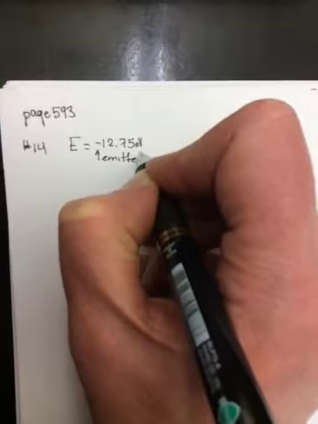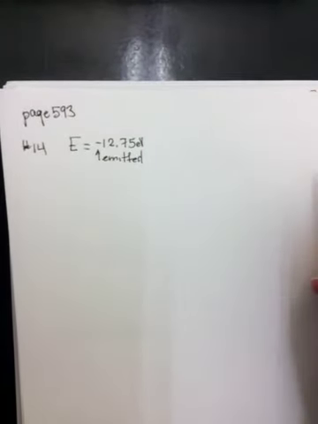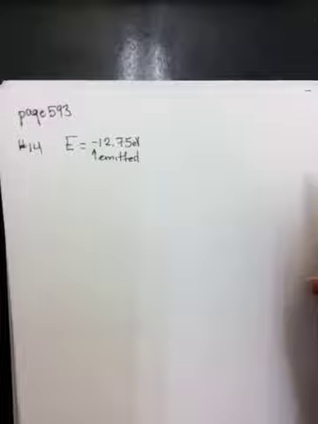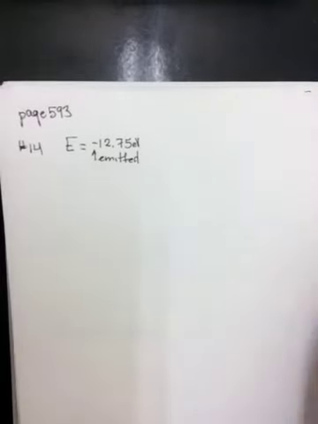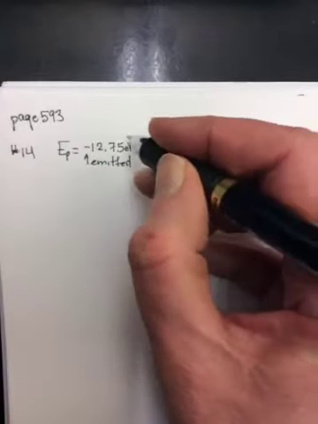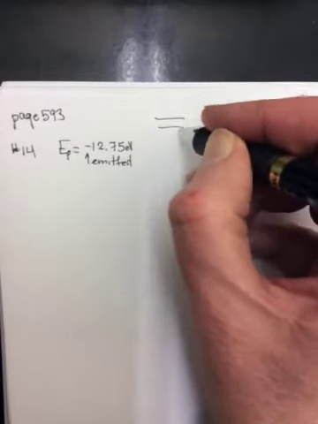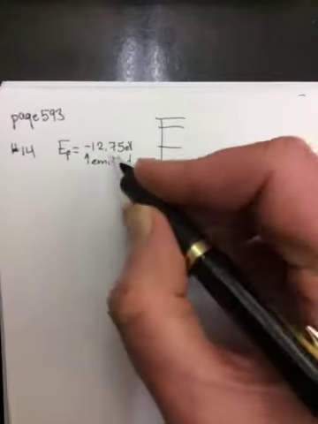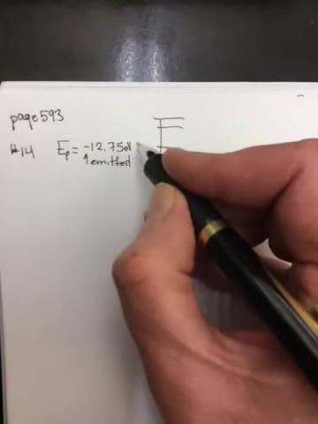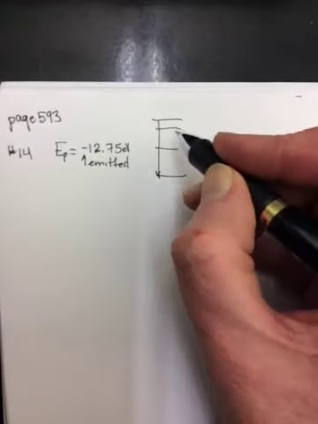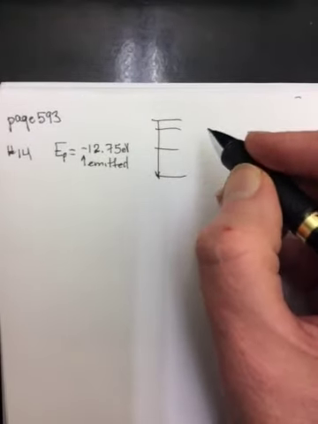That becomes important in number 14 because 14 says, by what amount does the mass of a hydrogen atom decrease when its electron makes a down transition from E4 to E1 in an excited hydrogen atom? Okay, so this electron is going to drop down from n equals 4, 3, 2, to n equals 1. And when it does that, it emits a photon of energy. That photon has energy of 12.75 electron volts. And it's saying by how much, what's the mass change?